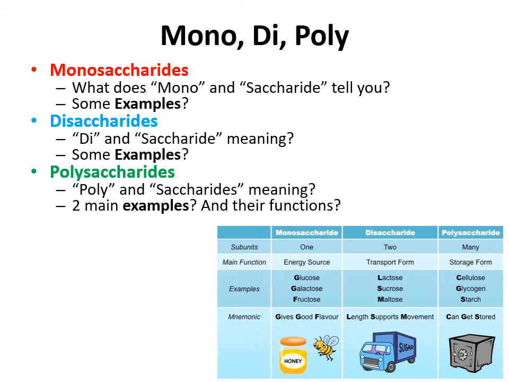As I mentioned in the previous slide, they can be mono, meaning one ring, disaccharide, meaning two rings or two subunits, and polysaccharide, meaning many. Okay, so you get to see that here, one, two, many subunits, which sometimes you hear called monomers, like you saw in the previous slides. Now, when you think of monosaccharides, the examples that you should know are glucose, galactose, and fructose.